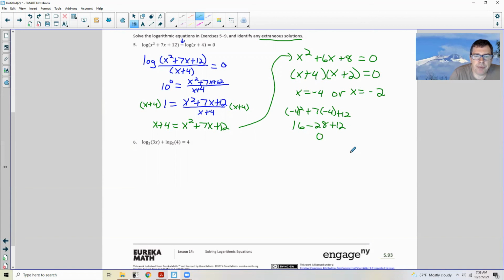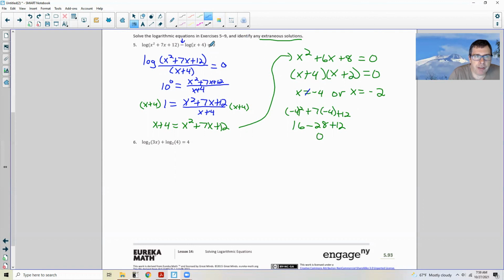All right, so that can't happen. We cannot take the log of 0. So the log of 0 will give us an error, and dividing an error by something just doesn't work. So my negative 4 is extraneous. Now I'm going to check my negative 2.